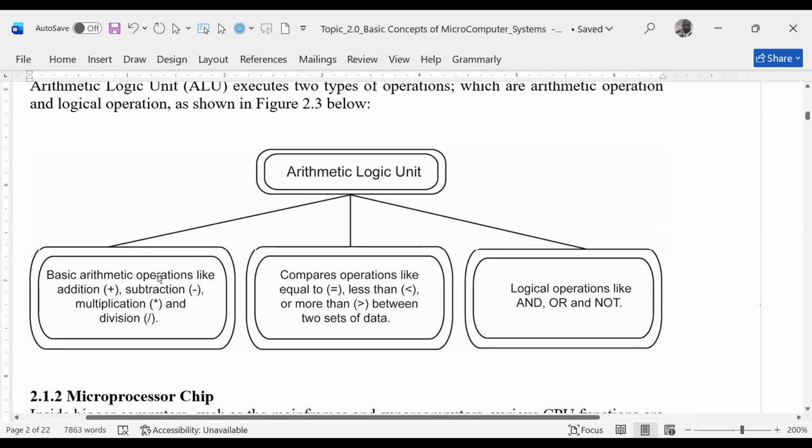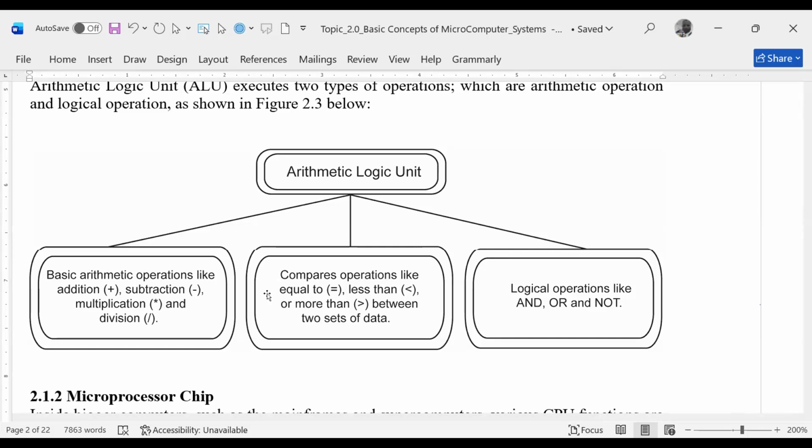It performs basic arithmetic operations such as addition, division, multiplication, and compare operations. You can say that, for example, student result: if your result is equal to 50, pass, else fail. If your result is greater than 50, pass, else fail. So those comparisons, if not this, it should be that. That comparison is done by the arithmetic logic unit.